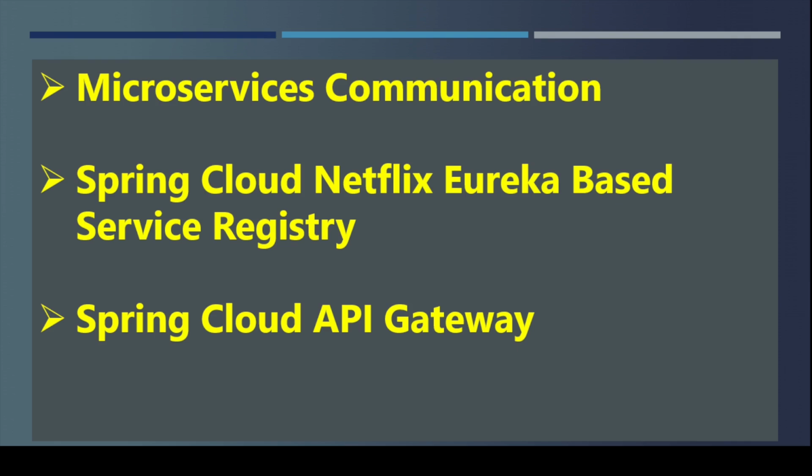meaning how communication can happen between two microservices. There are two ways, synchronous and asynchronous. Synchronous communication is when you send the request, you need to wait for the response from the service, and it may be possible through HTTP or HTTPS. That is synchronous communication.